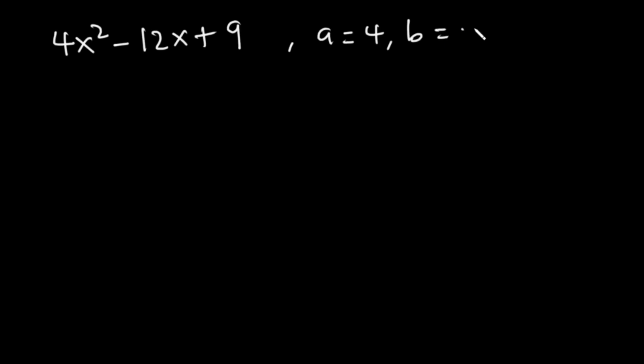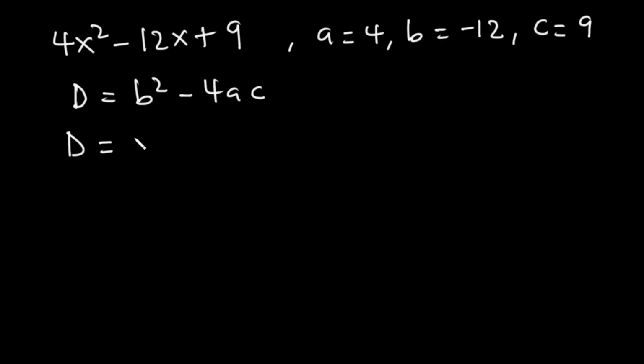Let's say we have the quadratic equation 4x squared minus 12x plus 9. What is the discriminant for this equation, and what is the nature of its roots? Now a is equal to 4, b is equal to -12, and c is equal to 9. And we know that the discriminant is given by b squared minus 4ac.